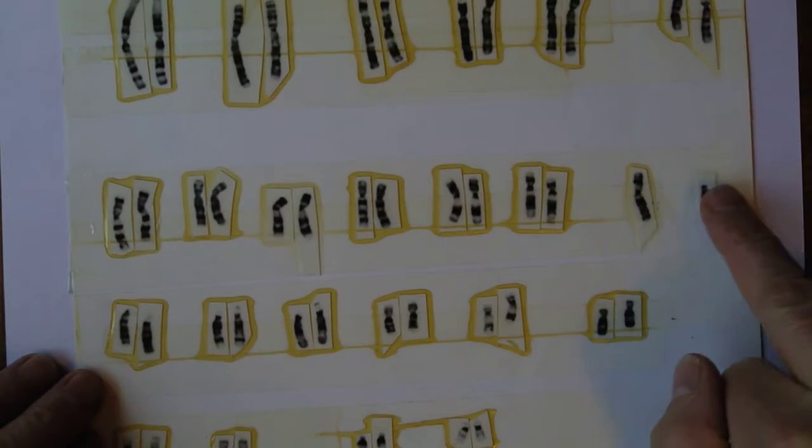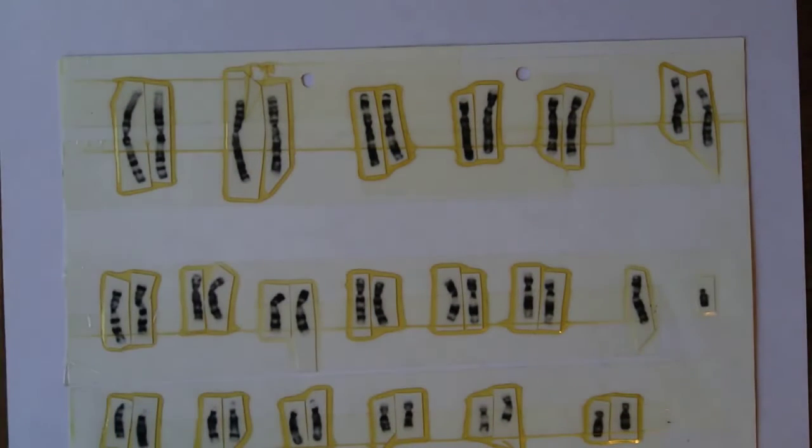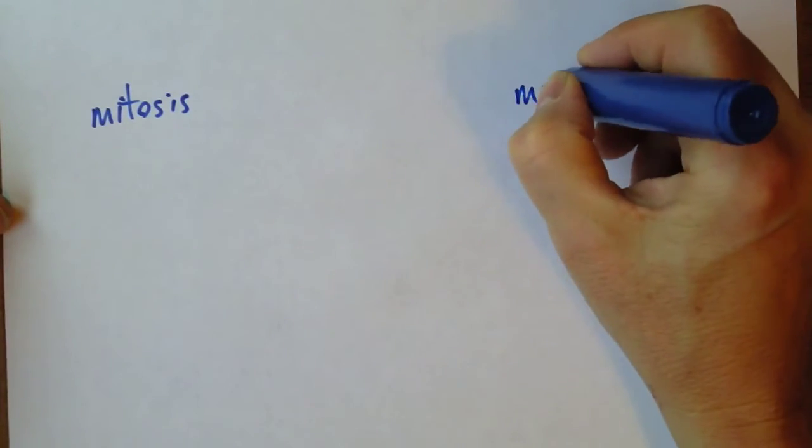Now this pair here doesn't quite look like a pair, but they are, because that's the X chromosome and that's the Y chromosome. The small one is the Y chromosome. So they're all in pairs. This is useful when we think about cell division and genetics, because we have mitosis and meiosis.